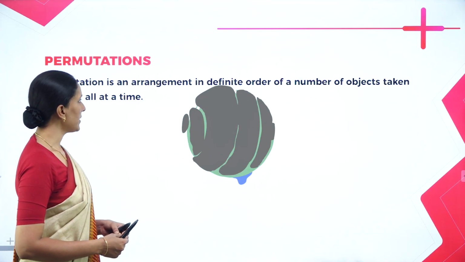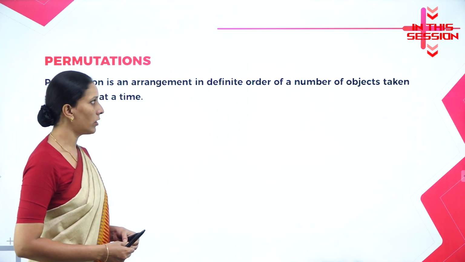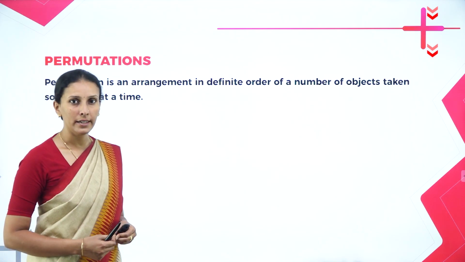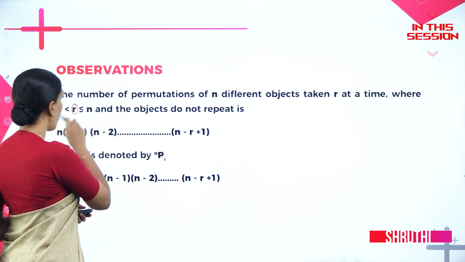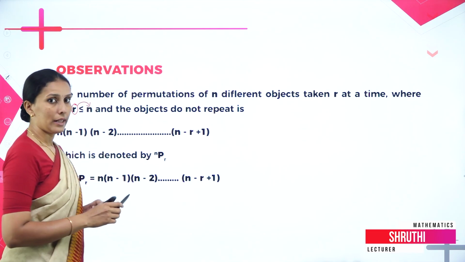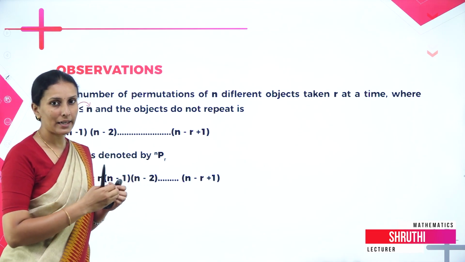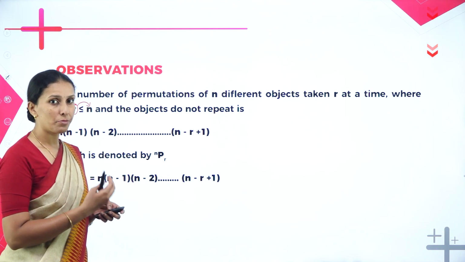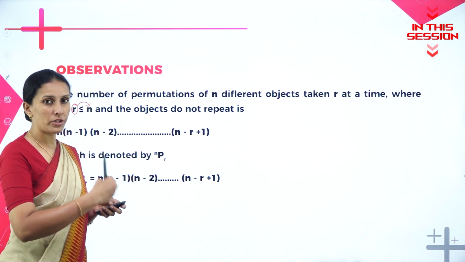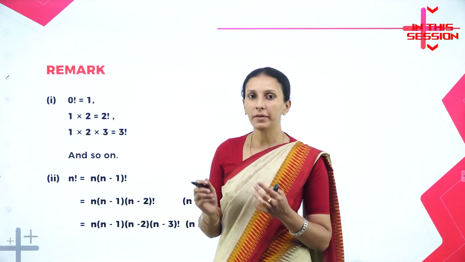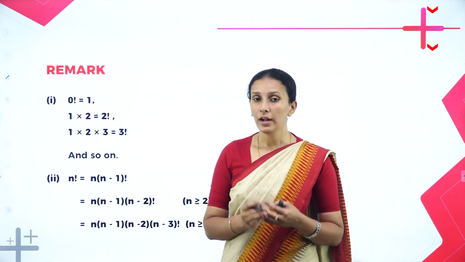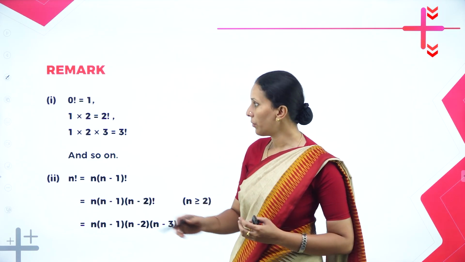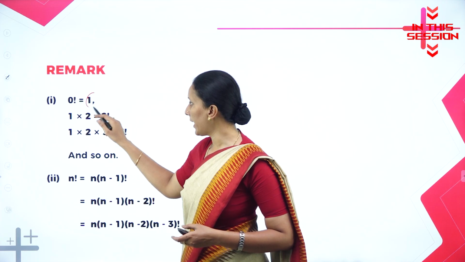A permutation is an arrangement in a definite order of a number of objects taken some or all at a time. If I have to choose r objects out of n objects, then r can be less than n or r can be equal to n, because it is nothing but the arrangement of some objects or all objects in the n objects. Sometimes we may get the value as 0 under the factorial, but 0 is not a natural number, but we assume 0 factorial to be taken as 1.